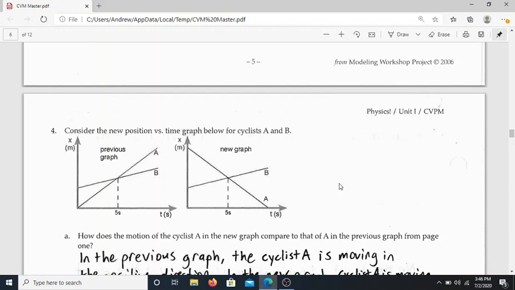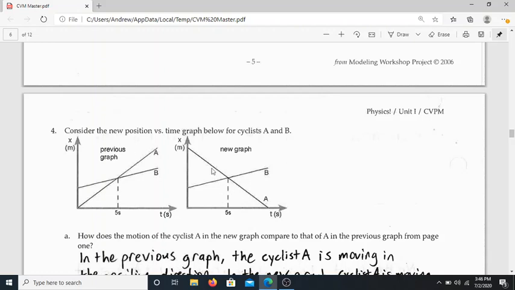All right, hopefully you had some time to work through these particular questions for this new graph. All right, so let's talk about what exactly is going on here and what is different, what's the same. So for part A, how does the motion of cyclist A in the new graph compare to that of A in the previous graph? So basically, this is a fancy way of asking, what's different about cyclist A now?